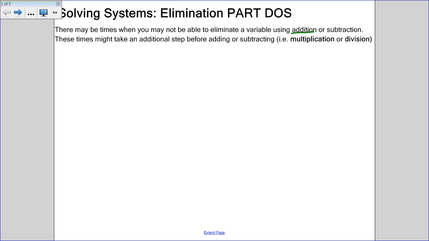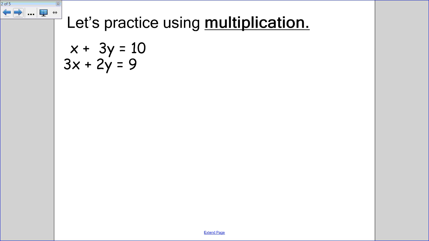There might be times when you're looking at it, and not only do you not have coefficients that are the same number, they might not be opposites either. These times you'll have to take an additional step before you can add or subtract. There are times you're going to have to use multiplication or division. So let's look at an example so we have an idea.